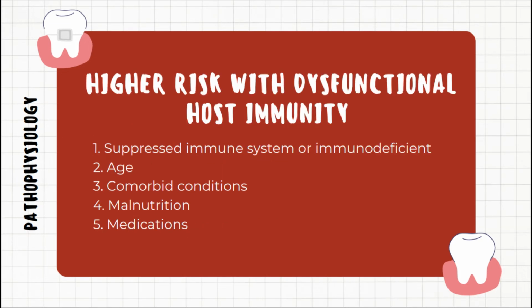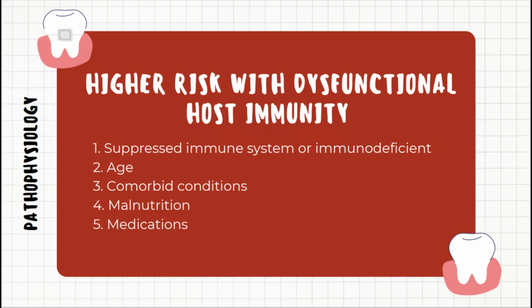So, since oral thrush is caused by opportunistic organisms, people with a dysfunctional immune system or issues in their immune system are susceptible to infection. Number 1 is a suppressed immune system or immunodeficiency. Immunodeficiency is one of the biggest risk factors for getting oral thrush because their immune system is not functioning well. An example is a person infected with HIV.